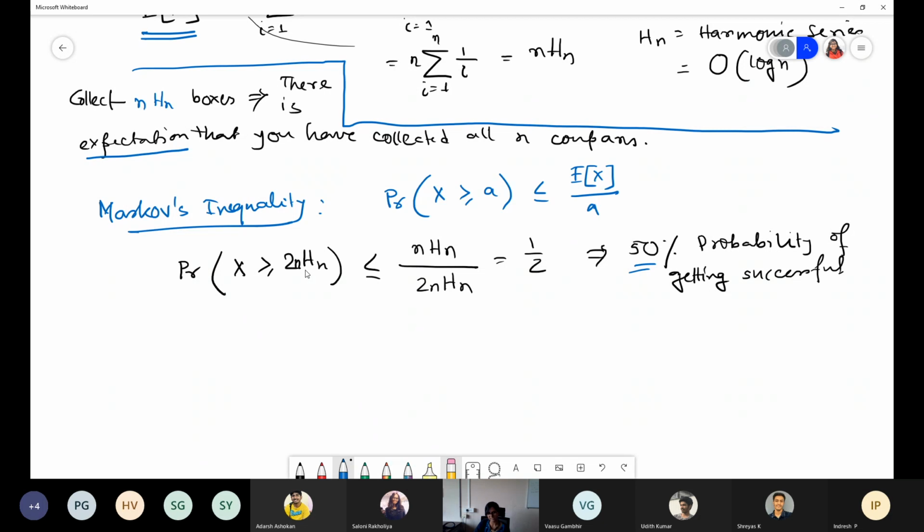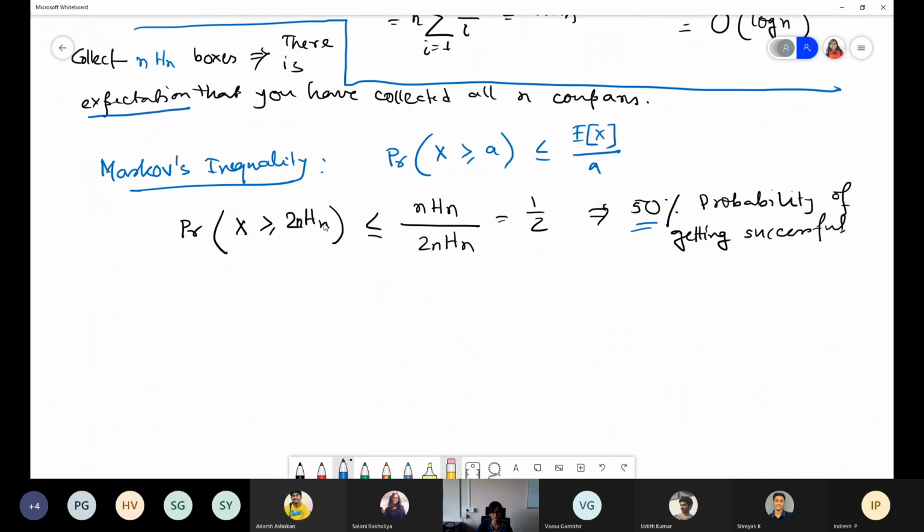So what else can we do? We can increase this, right? By changing this constant value, you can get some other kind of probability also, but that will not be that useful. Markov's inequality will not give you the variance value, right? Variance we are not calculating. So now let us try to apply Chebyshev's inequality.